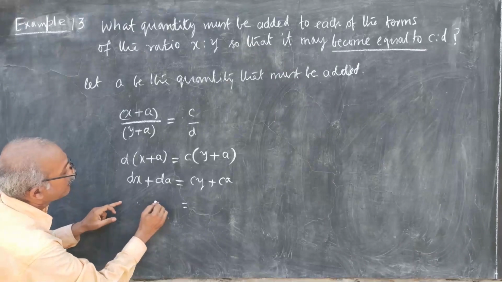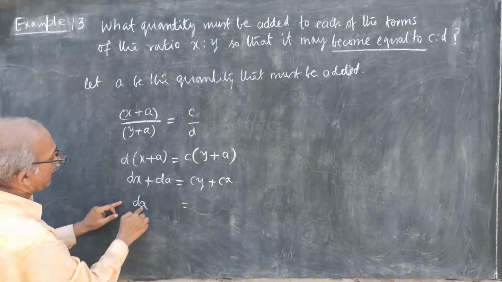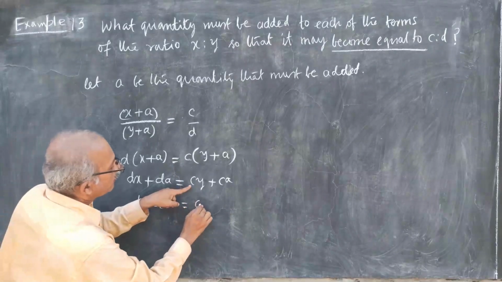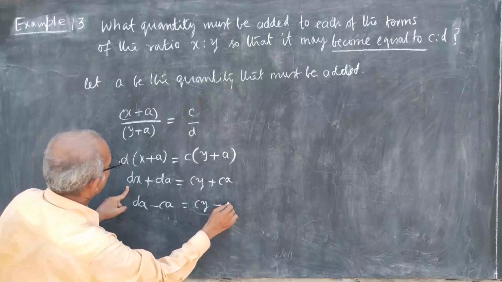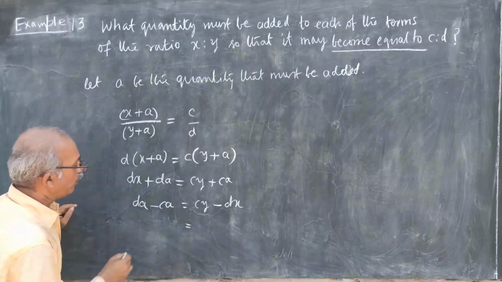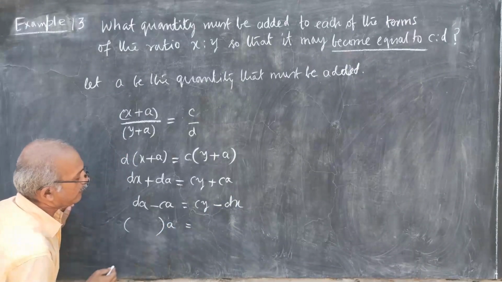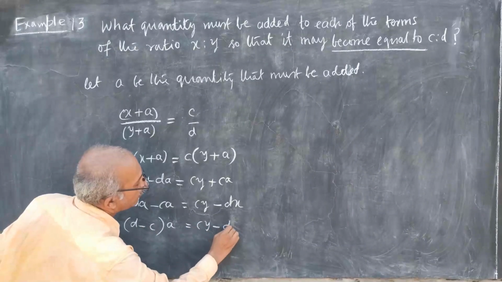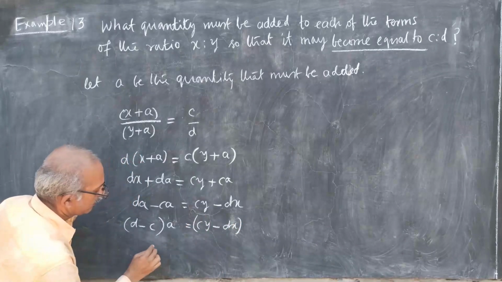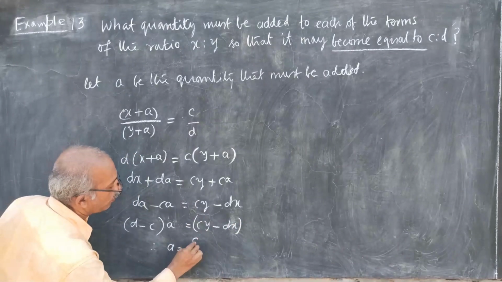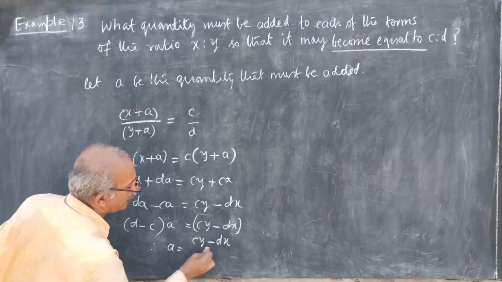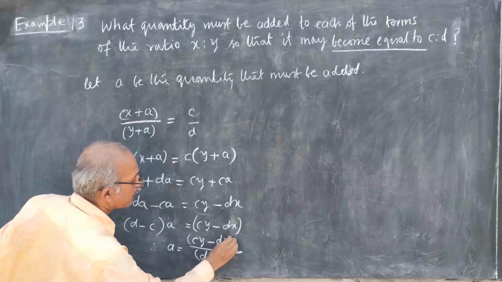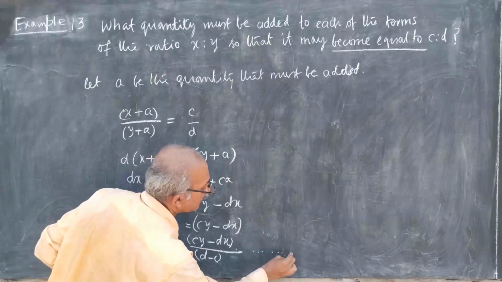So here da is a term containing a. This is also a term containing a. We shall transpose minus ca. So cy, this we shall transpose to RHS, dx. This is equal to, here we can take the common factor as a. So (d minus c) into a is equal to cy minus dx. Therefore a is equal to (cy minus dx) divided by (d minus c). This is your answer.